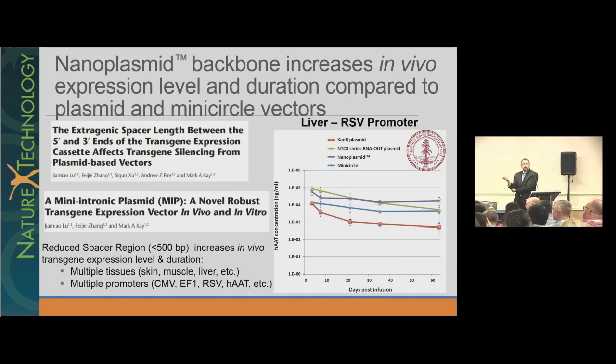Minicircles are terribly hard to make, and as I said before, you have to be careful about your production process because of the purity. Technically there's no reason why a minicircle shouldn't have equivalent expression, but I think they're so hard to make that you never get a high purity product like you would with a nanoplasmid.